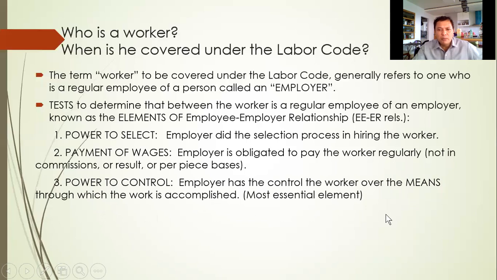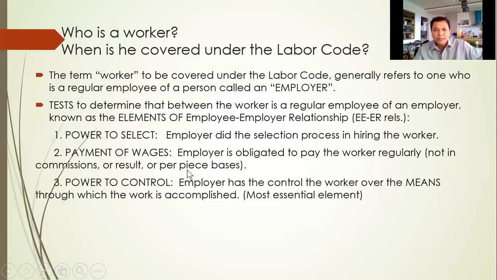Now the third test, which is the most essential element in determining the employer-employee relationship, is the power to control, which means that the employer has control over the workers, over the means through which the work should be accomplished. Meaning it has supervision, it controls the accomplishment or the result of the end product, what the worker is doing. So that is the power to control. So here, if the worker is working per piece, like, for example, making handicraft bracelets, on a per piece basis, then you would fall here and you are not a regular employee.